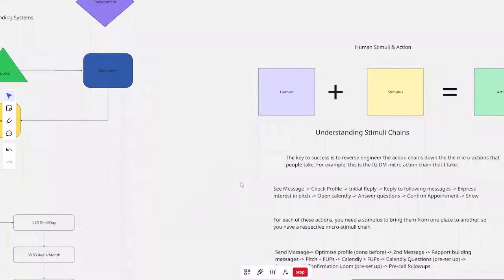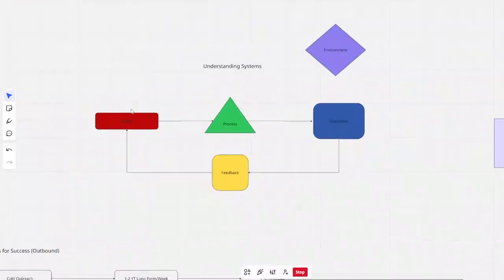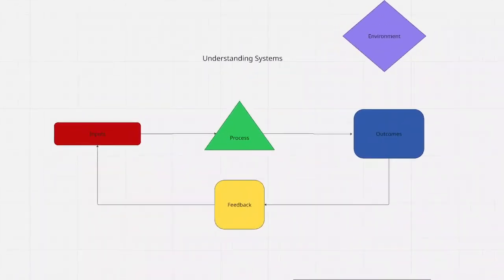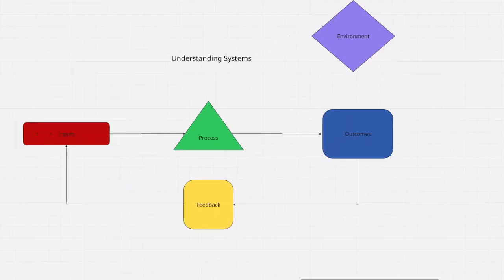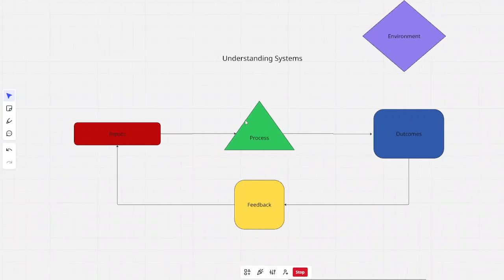Another thing you must understand is systems, just in general, what systems are. Inputs, process, outcomes, and feedback. What does this all mean, right? System, it's kind of hard to explain. It's basically just what you're looking at. You put something in, a process occurs, something else happens, and it feeds back to iterate on the input.